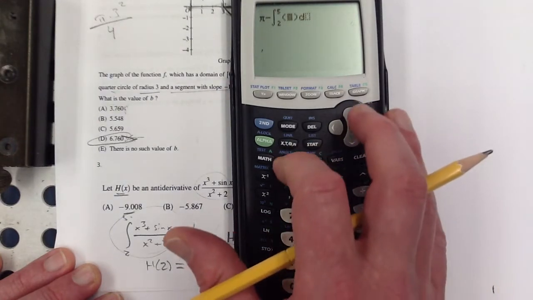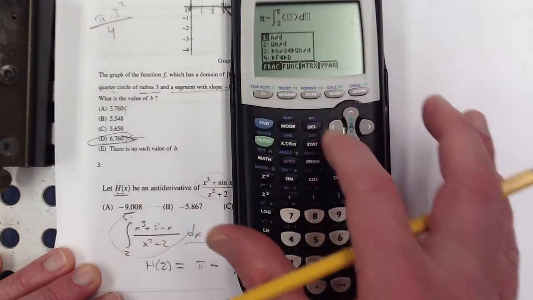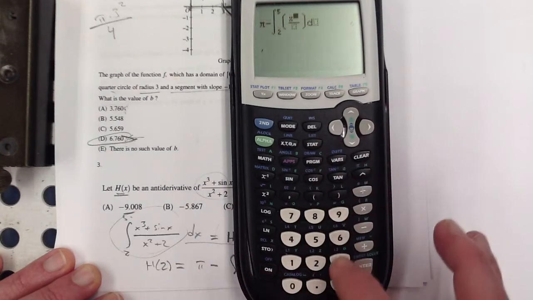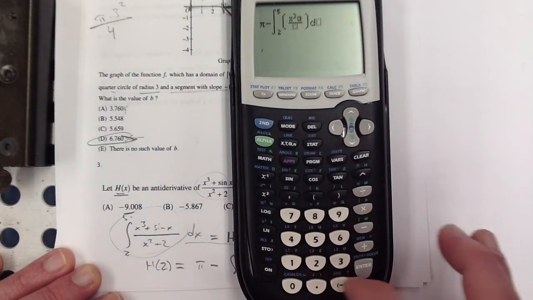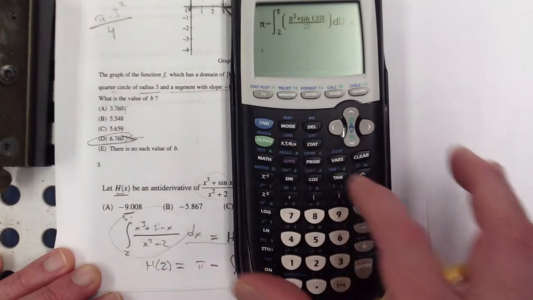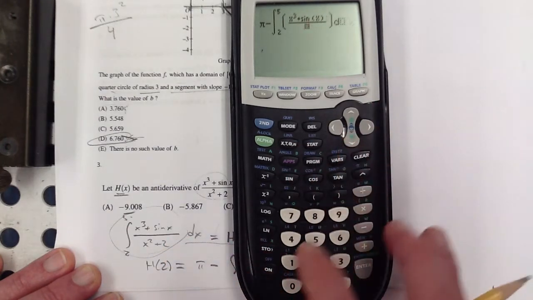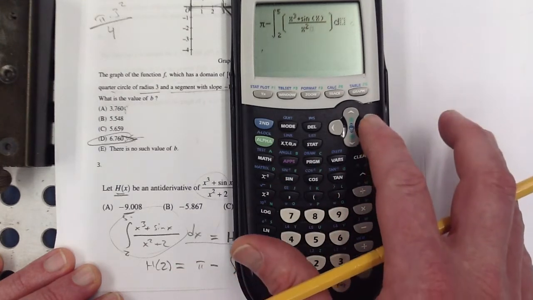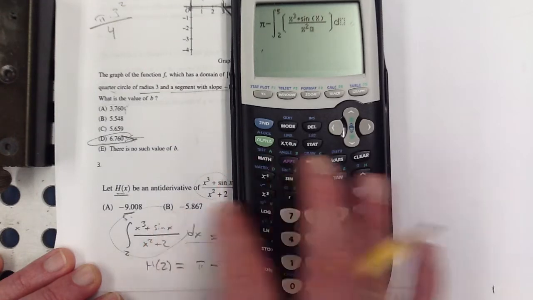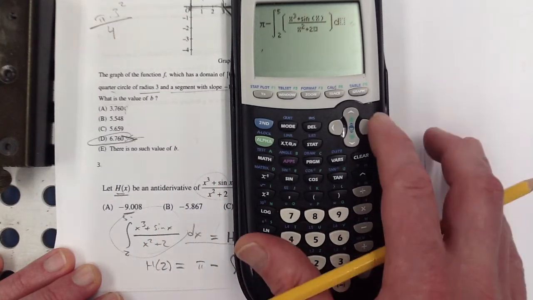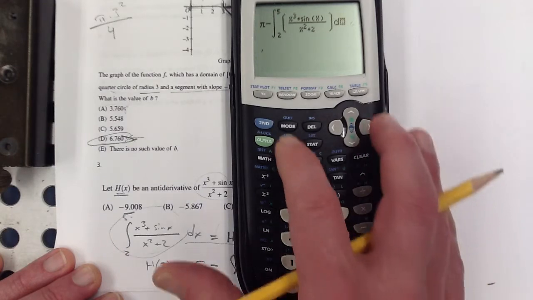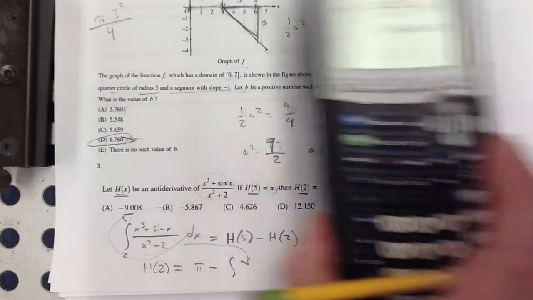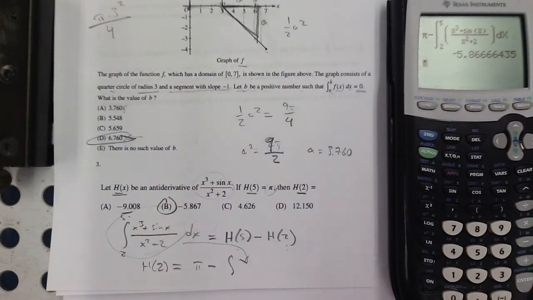Let's see, how do I get that fraction thing? Let's do it like this so I don't mess it up. X cubed plus the sine of x over x squared plus 2. And that should do it. Hope that's an answer. It is. Okay.